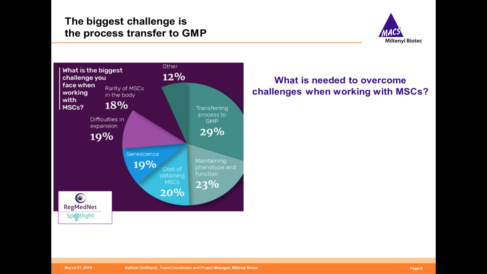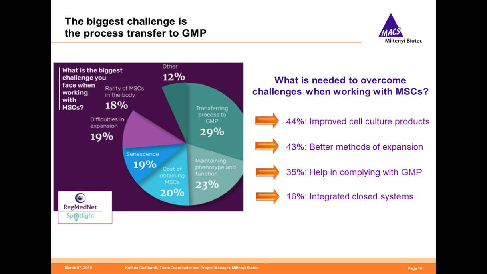So what is needed to overcome these challenges when working with MSCs? And here also the survey gave some nice feedback. So most important for people in the field are improved cell culture products, better methods of expansion. People need help in complying with GMP regulations, and also it is quite important to have integrated closed systems.